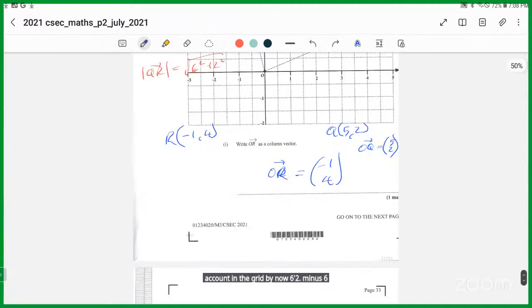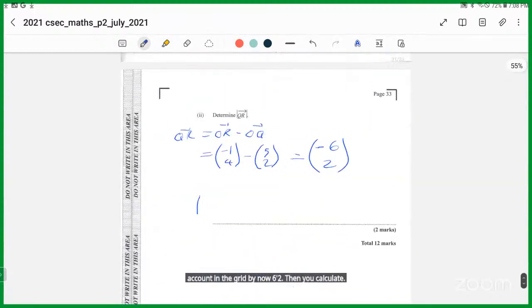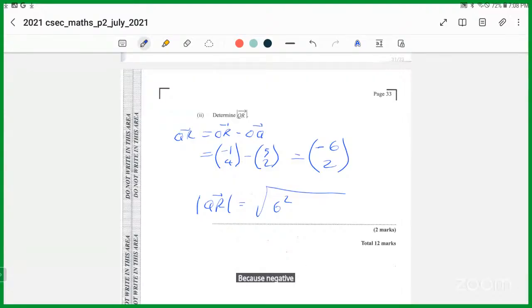Then you calculate the modulus the same way. The modulus of QR will be the square root of this squared. You don't have to put the negative on it, because negative 6 squared and positive 6 squared is the same: 6 squared plus 2 squared. This becomes 36 and 4 is 40. Square root of 40 units. But as you could see, we could work it off the diagram quick and fast.